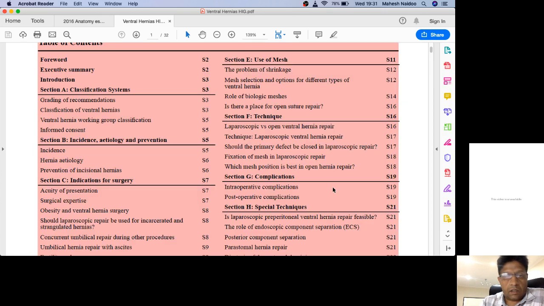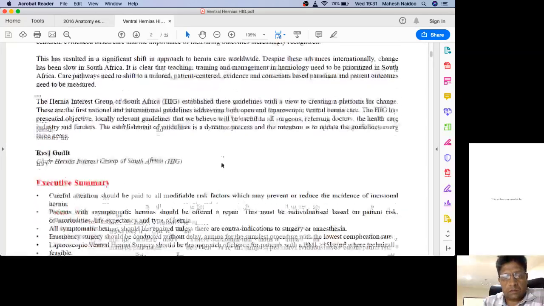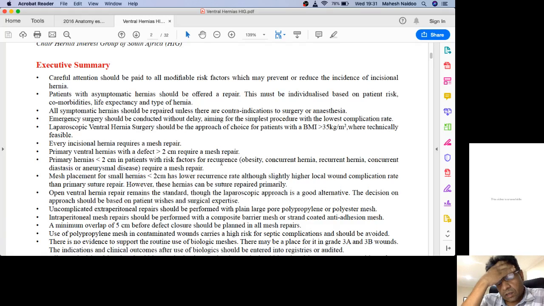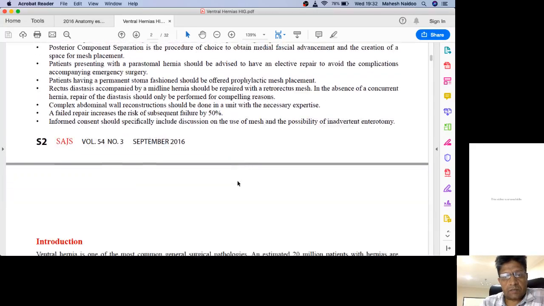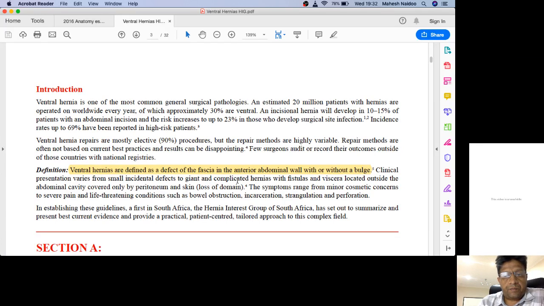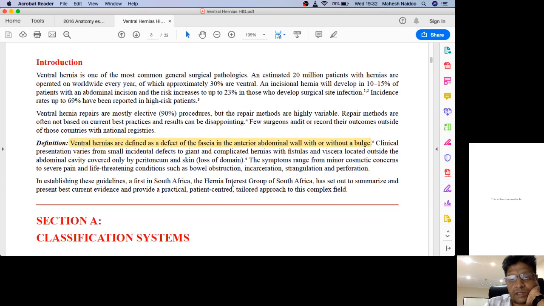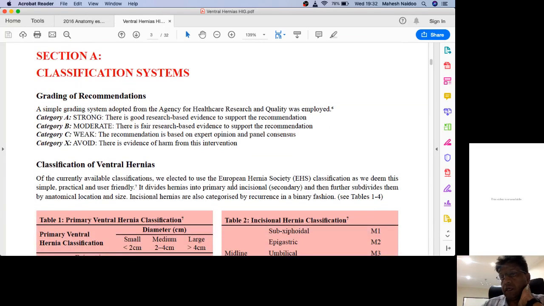And the article, as I explained, is very long. You should read it on your own time. I think it's up on the teachable.com website. I did upload it. If you have any difficulty getting it, please let me know. Basically, you should read this in detail. It's actually fairly well summarized, so you can just read it and highlight the areas and keep this entire article as a summary that you can use for ventral hernias.